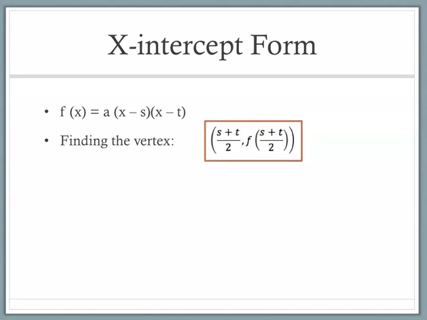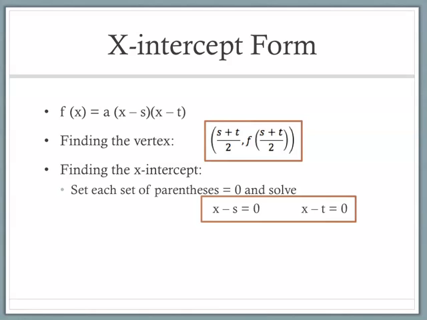Now also notice that s plus t, if you look back into the form, we have x minus s, x minus t. So similar to transformation or vertex form, where you have that x minus h, you can think of it as s and t are always going to be the opposite. So say you had x minus 3 and x minus 4, then s and t are equal to 3 and 4. For the x-intercepts, all you have to do is set each set of parentheses equal to 0, and then solve. So you'll end up with x equals s and x equals t.